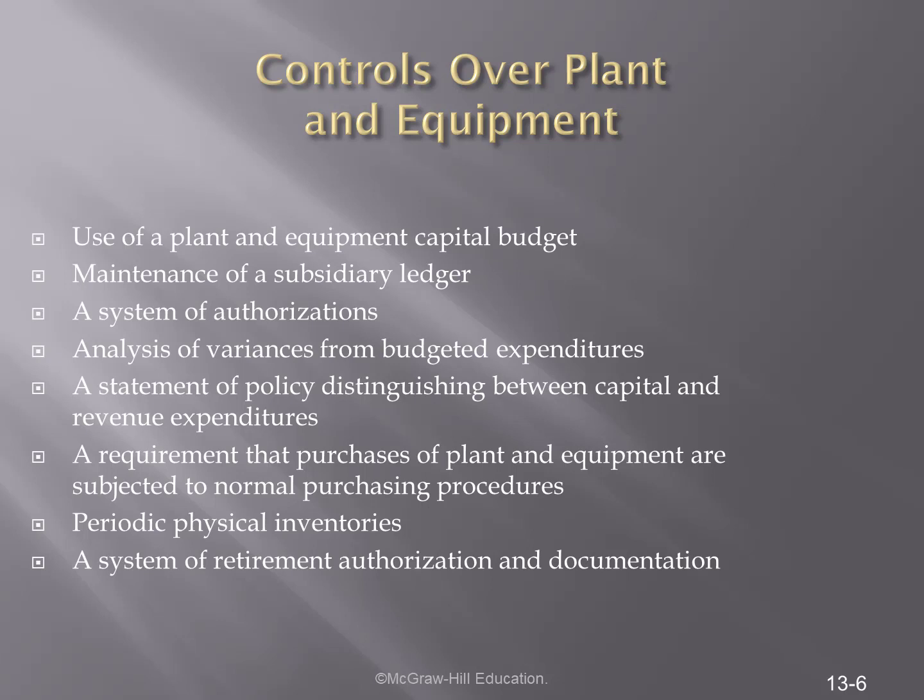We need to also determine what the policy is to distinguish between capital and revenue or expense items. So if the requirement is that anything over $10,000 is capital, we're going to test items that are greater or around the $10,000 range to determine if in fact these items were actually budgeted correctly. We need to determine if there is a requirement that the purchase of plant and equipment are subject to the normal purchasing process. There should be a physical inventory of the property, plant, and equipment.